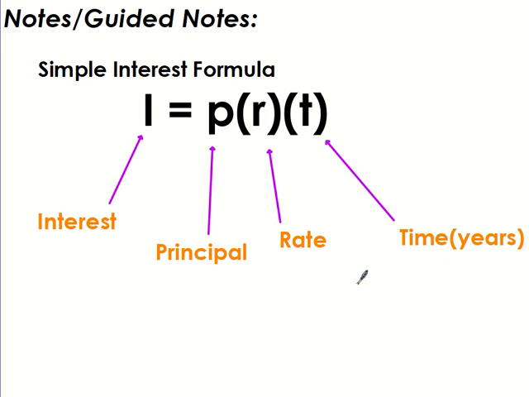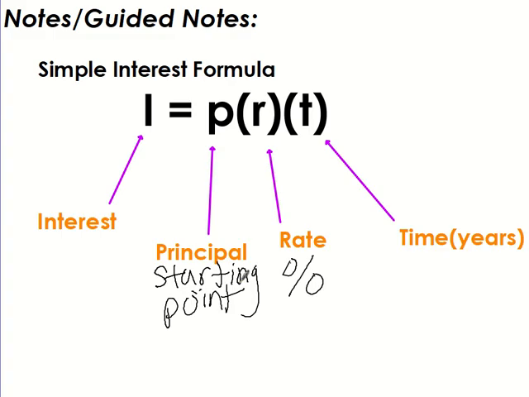Simple interest formula. So this is how we find how much interest we'll either earn if our money is sitting in the bank or how much we will end up having to pay if we borrow it. So interest equals our principal times the rate. Now that rate is going to be a percentage. And then time is calculated in years. Okay, and so remember, this is our starting point.